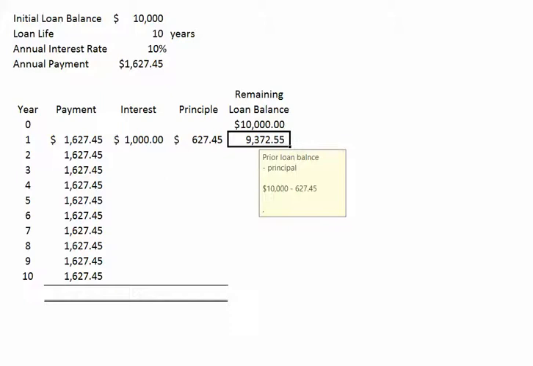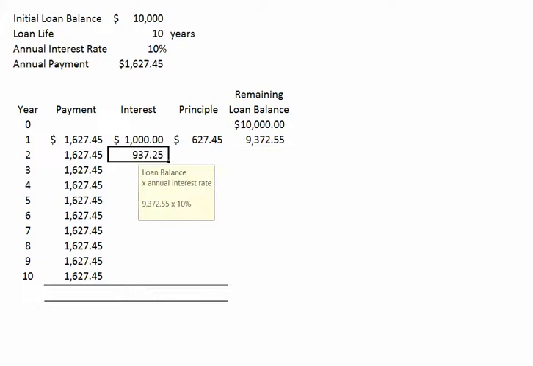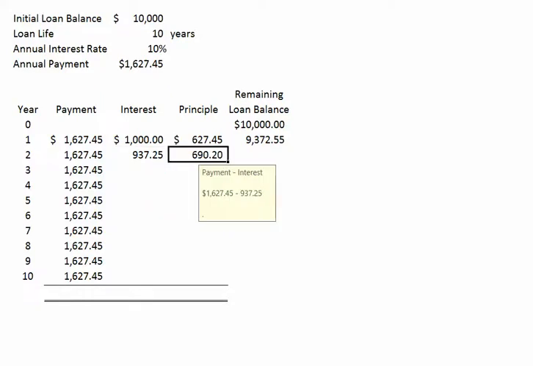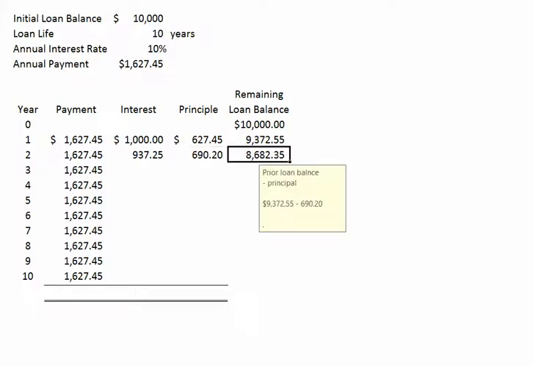In other words, our loan balance will be reduced from $10,000 to $9,372. Now, this means in year 2, we will only owe $937 in interest. This is the $9,372 loan balance times our 10% interest rate. The difference between, again, our payment of $1,627 and our interest will be applied to principal. So our loan balance will go down by an additional $690.